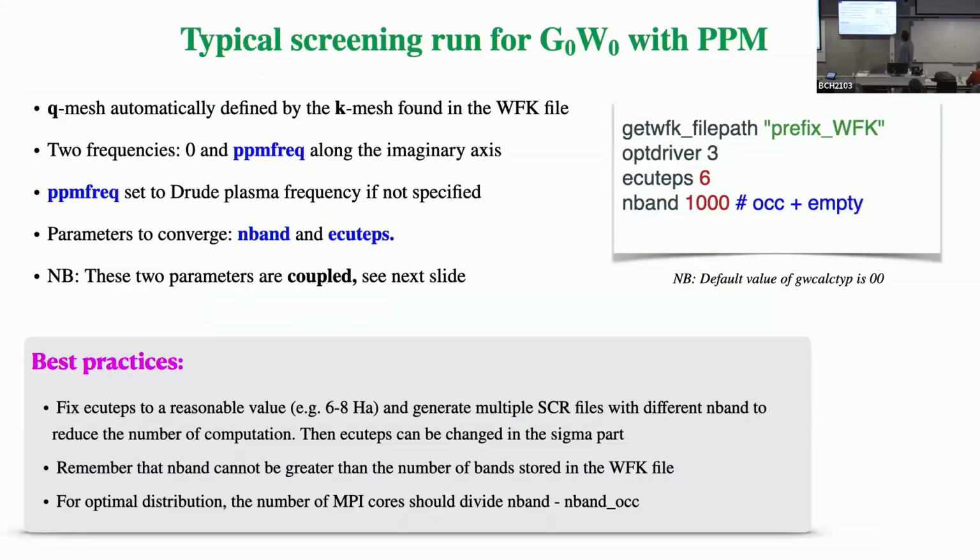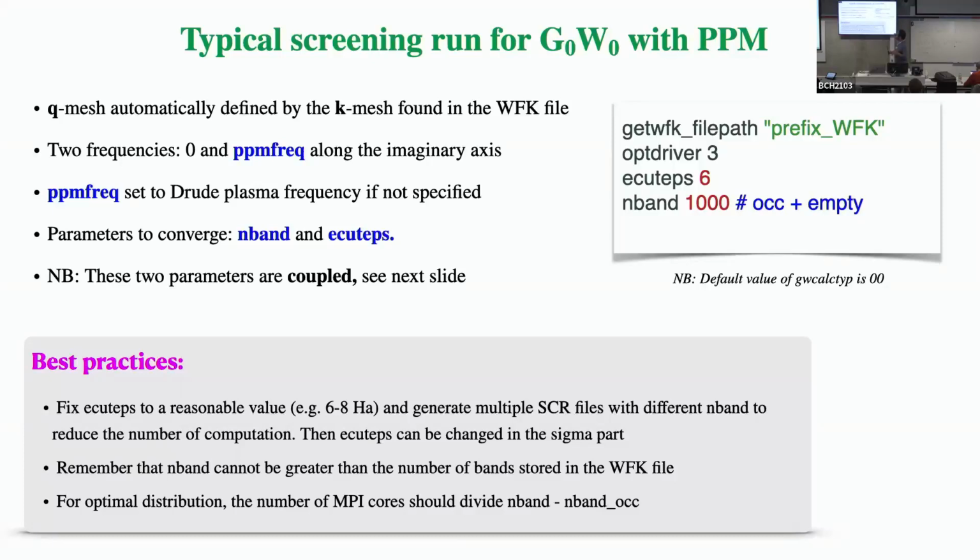This is an example of a typical input file for a screening calculation. First of all, we read the wave function file using this variable here, and this is the string defining the path to the external file. Optdriver 3 activates the computation of the polarizability. This is the cutoff energy, defining the number of plane waves in chi, and this is the number of bands in the RPA expression. Perhaps other things that are worth mentioning here.